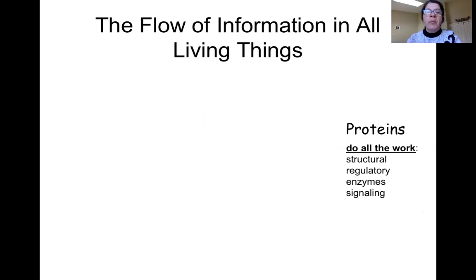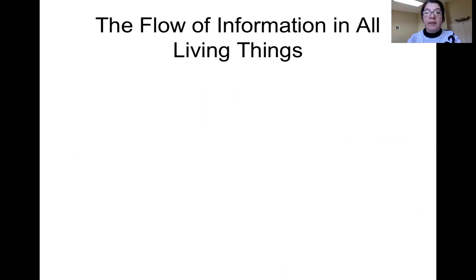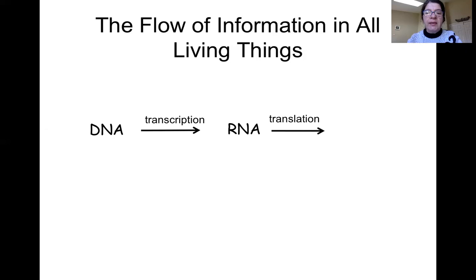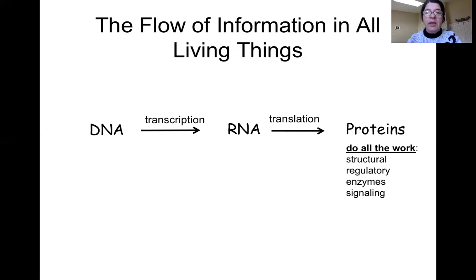The central dogma in molecular biology is concerning the flow of information in all living things, okay? And we know that DNA stores our genetic information, and that information is copied into a molecule of RNA via a process called transcription. The information in RNA is translated in a process called translation into proteins, and it is the proteins that do all the work in our cells: structure, regulatory, enzyme, signaling.